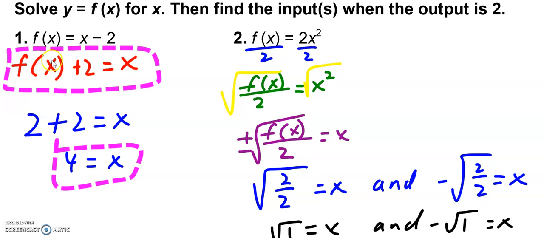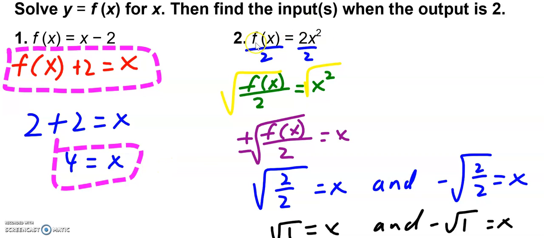Okay, so the first one here, I added 2, so that was pretty straightforward, hopefully. f of x plus 2 equals x. All right, that was the first part when we solved y equals f of x for x. Then we plugged in 2 for the output, so 2 plus 2 is x, 4 is x.